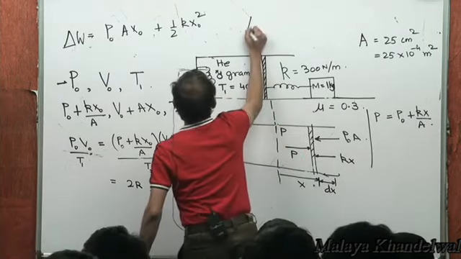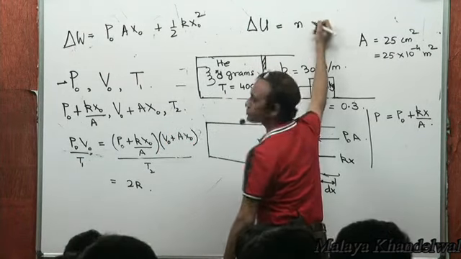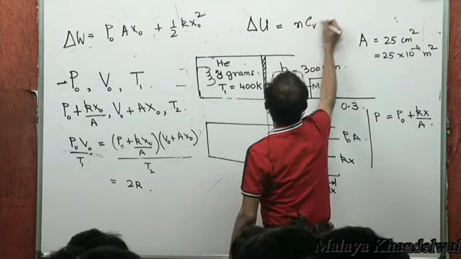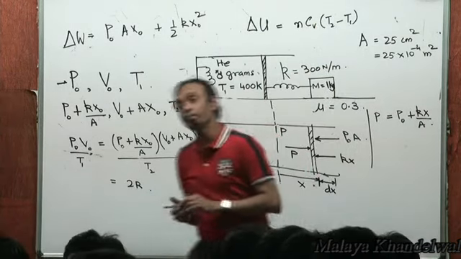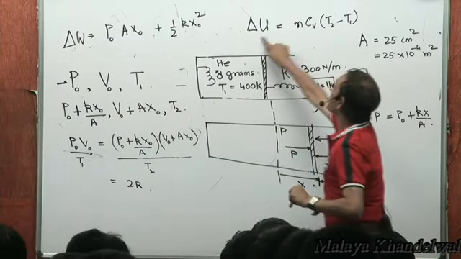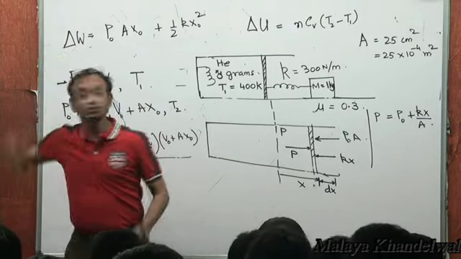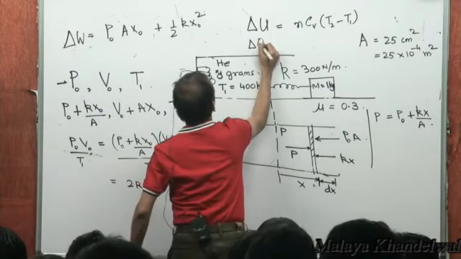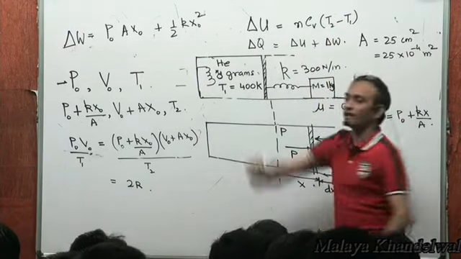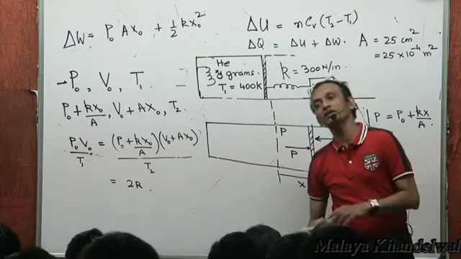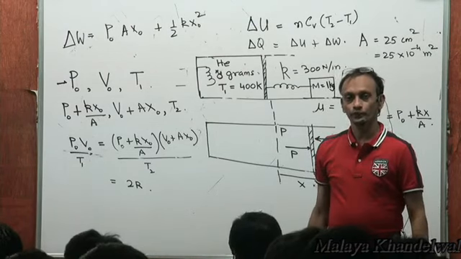So change in internal energy can be calculated. Change in internal energy would be number of moles, which is 2, CV into T2 minus T1. Monoatomic gas, so CV is going to be 3R by 2. So I can calculate change in internal energy. I've calculated work done already. So what would be the heat supplied? Change in internal energy plus work done is going to be the heat supplied. Yes or no? Right?